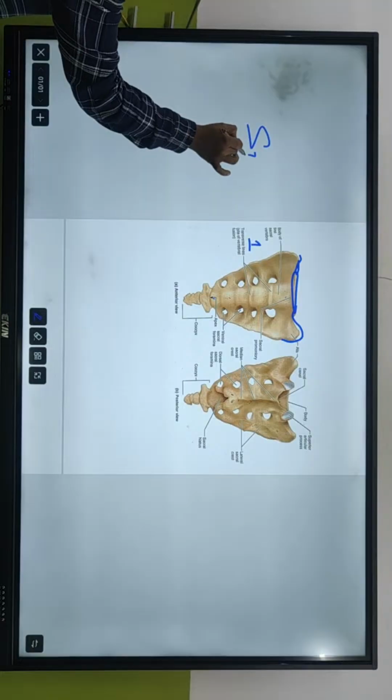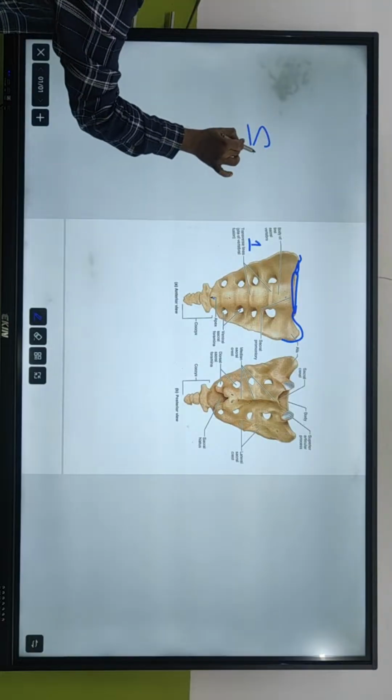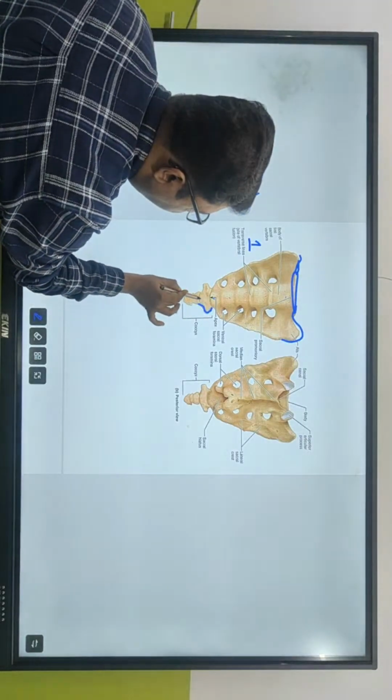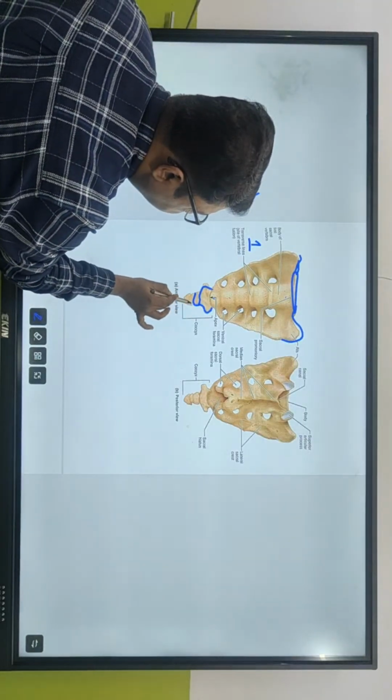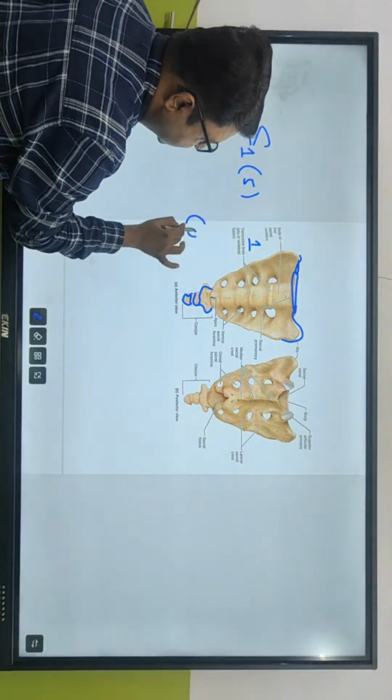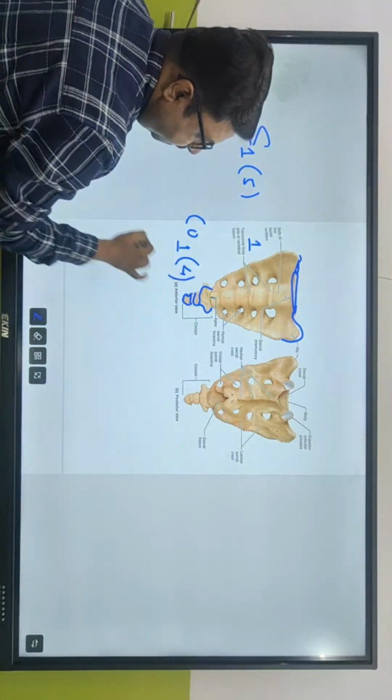This is sacral. 1 under bracket 1 under bracket 5. So 5 of them fused to become 1. This is coccyx. 1, 2, 3, 4. Now they have turned into 1. So coccyx 1 under bracket.